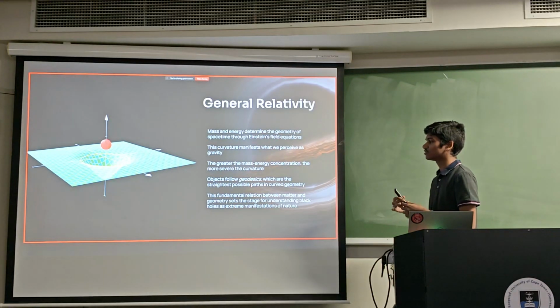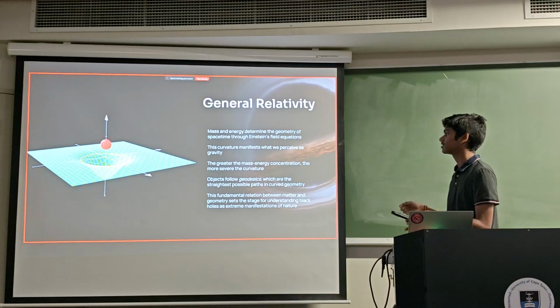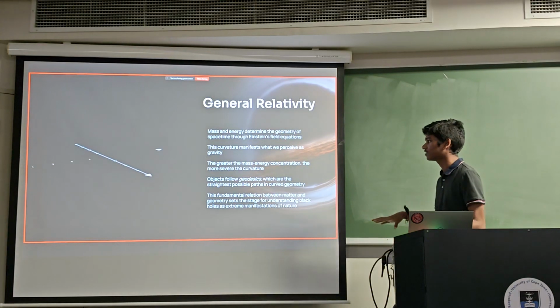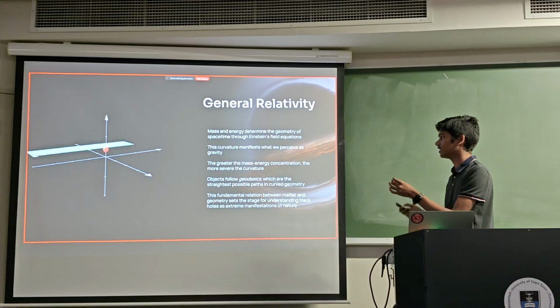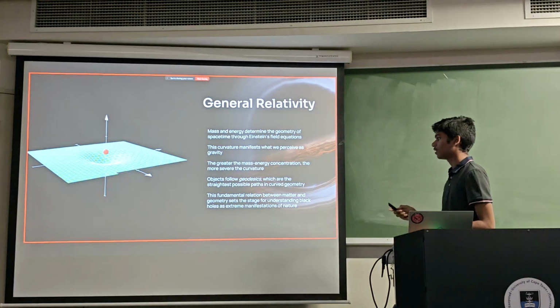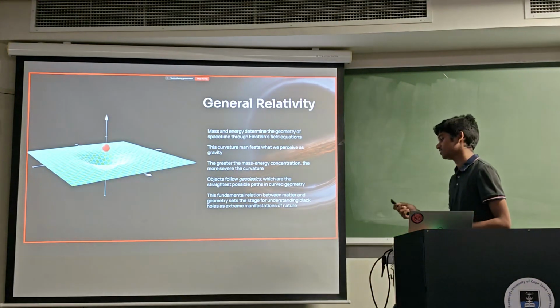And the fastest route connecting 2 points on a curved surface often ends up being a curved line when you project it onto a flatter surface. And it's this fundamental relation between matter and geometry that will set the stage for how we understand black holes as extreme manifestations of nature.